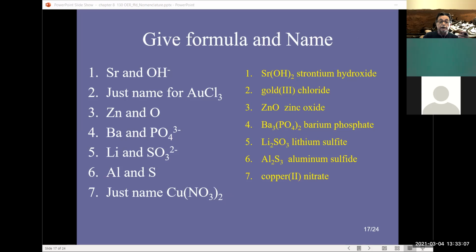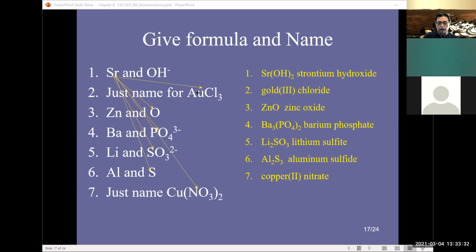But again, another thing to take away from this is mix and match. You know, the strontium, we can hook it up with the chloride, hook it up with the oxide, hook it up with a phosphate, combine it with a sulfite, combine it with the sulfide, combine it with the nitrate, and do the same thing with the others.